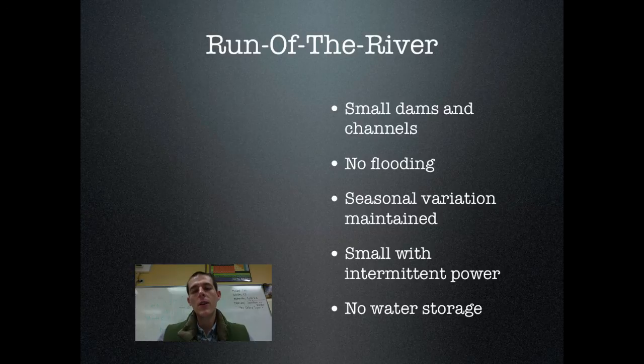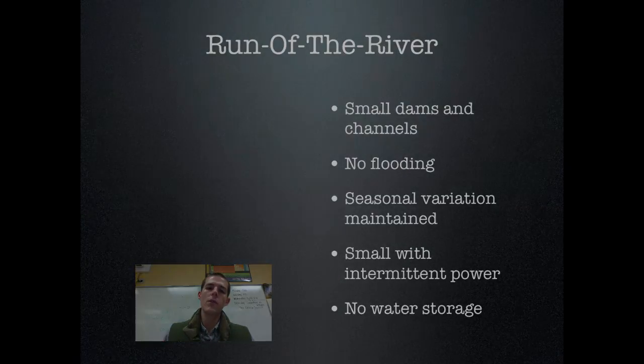Seasonal variation in the river is maintained, so the river is able to rise and fall as it would naturally, so the ecosystems aren't as disrupted. This is probably the most environmentally friendly form of hydroelectric energy generation. It does have some problems, though. The power generation is usually pretty small because you're not storing water, so you are kind of bound by the flow of whatever river you are using. Also, because you're not storing that water, if the river goes down, you're not generating electricity. So those are some of the problems of a run-of-the-river system.